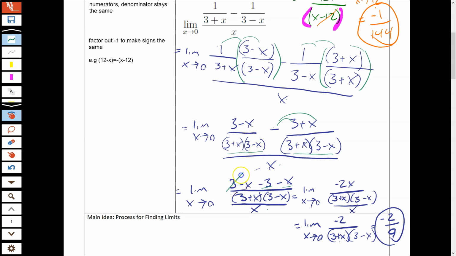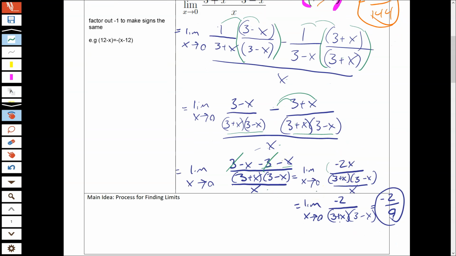I'm going to notice plus 3 minus 3 cancels out. And then negative x, well, that's negative 2x here. Everything else stays the same. And now, the x cancels. And I should be happy about that because that was what was keeping me from evaluating, right? So now I have negative 2 over 3 plus x, 3 minus x. I'm going to plug in my 0 now. So 3 times 3 on the bottom is 9.